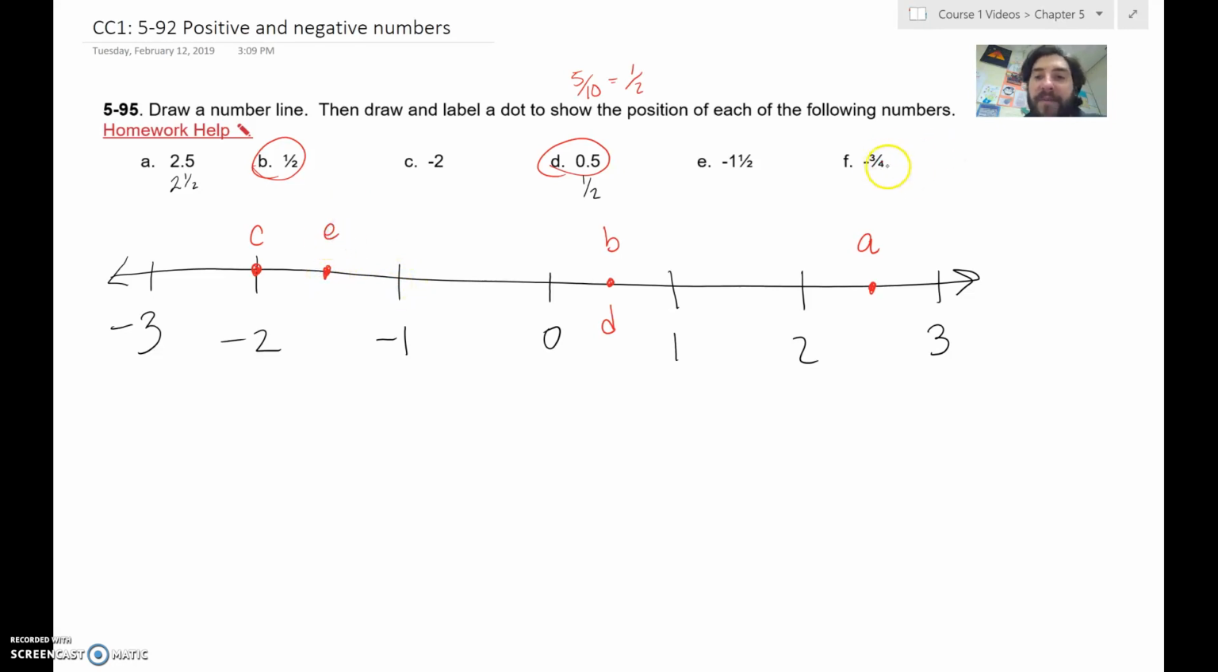And then F is -3/4. So okay, it's in between 0 and -1. So it's more negative than 0, but not quite -1. Here's where half would be, -1/2. And if I want fourths, well, let's break it up into 4 equal parts. So here's 0. Here is -1/4. Here's -2/4, or -1/2. And here's -3/4. This would be -4/4, or -1. So -3/4 would be right there for F.